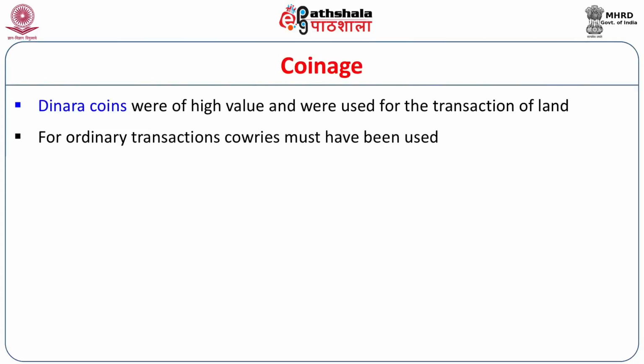But what happened to ordinary day-to-day transactions? What was the medium of exchange in day-to-day transactions? For ordinary transactions, cowries must have been in use, and the Guptas also issued silver and copper coins, but they were not very regular and their role in the market economy cannot be determined.